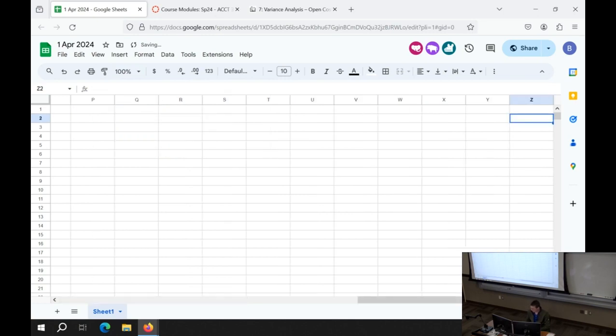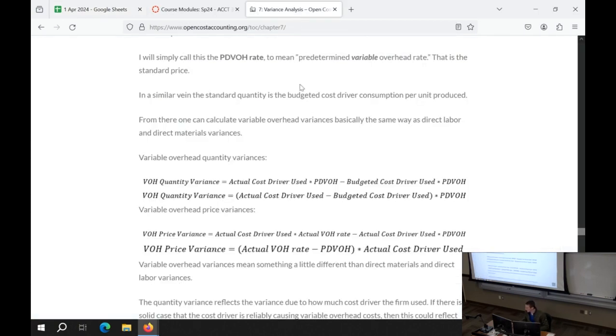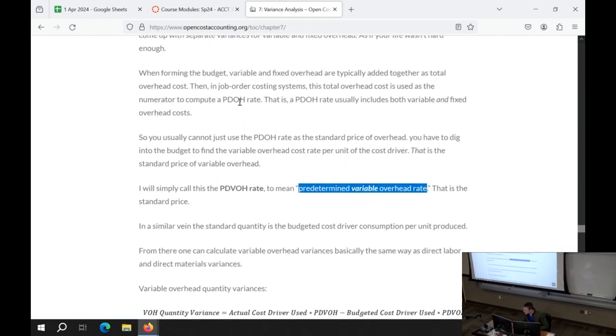Let's say it's 15,000 budgeted variable overhead costs, and 5,000 of that is fixed overhead costs. So let's now make that into a sum of those two. And so it's the same idea here. What we're trying to do is tease out the variable portion of this PDOH. And so what we can do is simply take the variable portion over our cost driver, which is what it says here. So the predetermined variable overhead, let's go back a second. We have our PDOH rate, which includes variable and fixed.